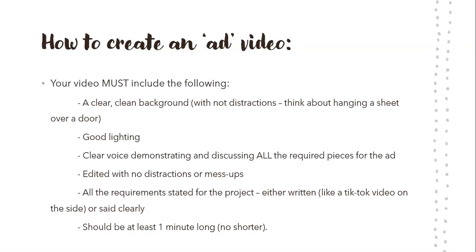So the title, the headline, the description, the call to action, and then obviously the product should be in your hand. And then you can either write those like a TikTok video on the side, or you should say it clearly. And it should be at least a minute long. I know if you're choosing the TikTok video route, they're only 30 seconds, but please try to get it to be a minute long. And then just show me your TikTok video or send me the link so I can check it if it is less than a minute.